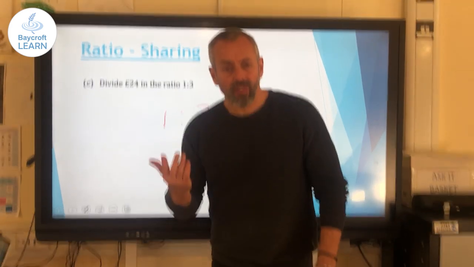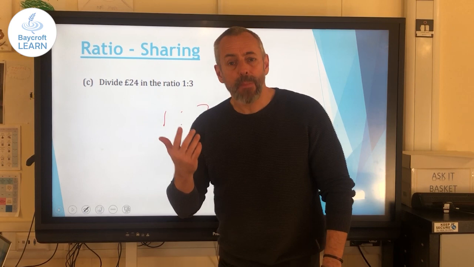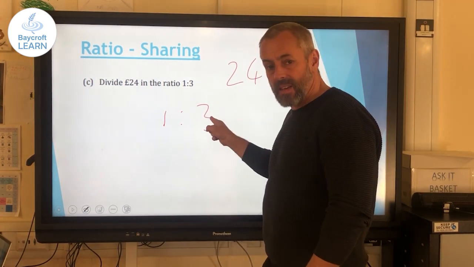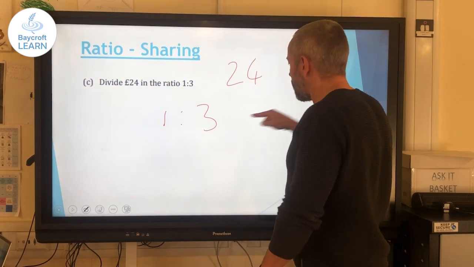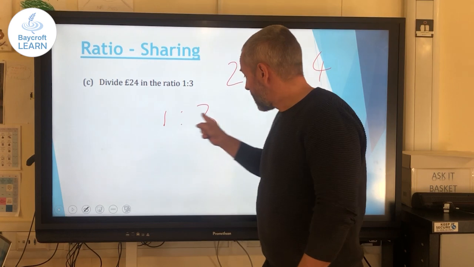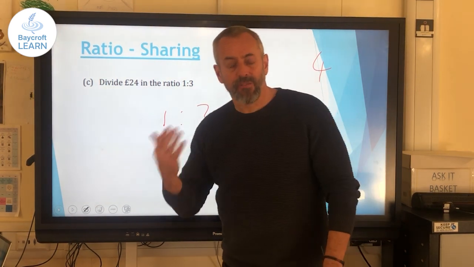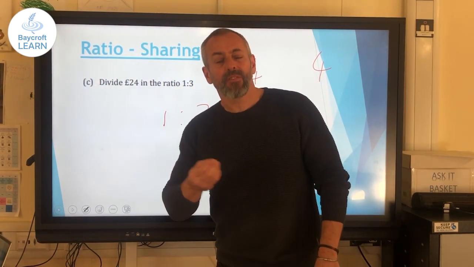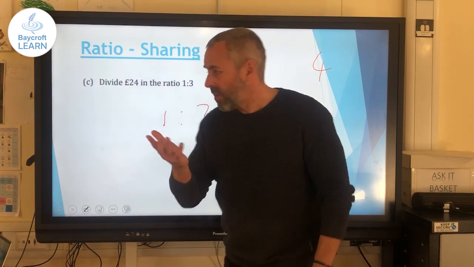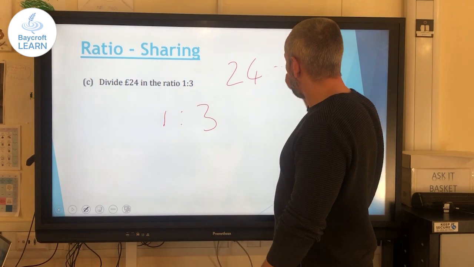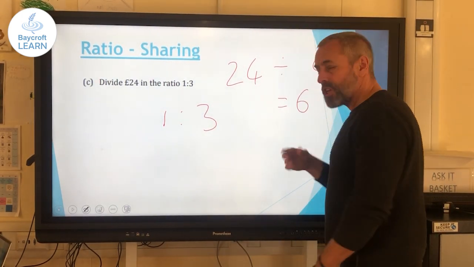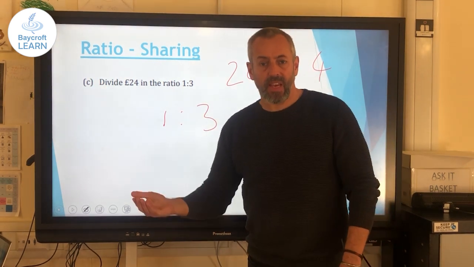Remember the steps. First thing we're going to do is decide how many shares we need to split this into. So we add these together. It's 4. We have got 4 shares. Okay? This person's going to get 1. This person's going to get 3 of those shares. So 4 shares altogether. Now we have to decide how much each one of those shares is worth. We know this. We say 24 divided by 4, which gives us 6. So each of these shares is worth 6.